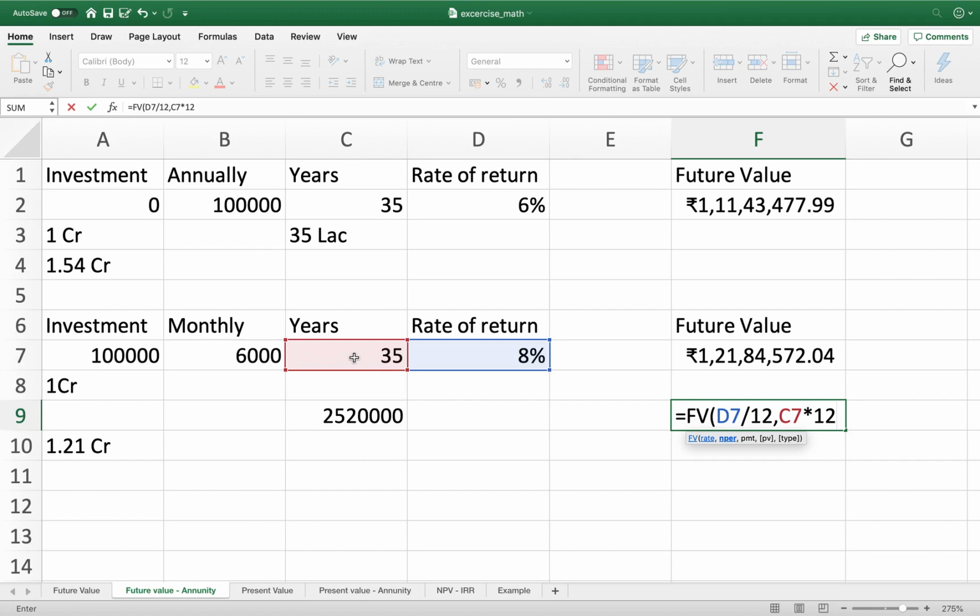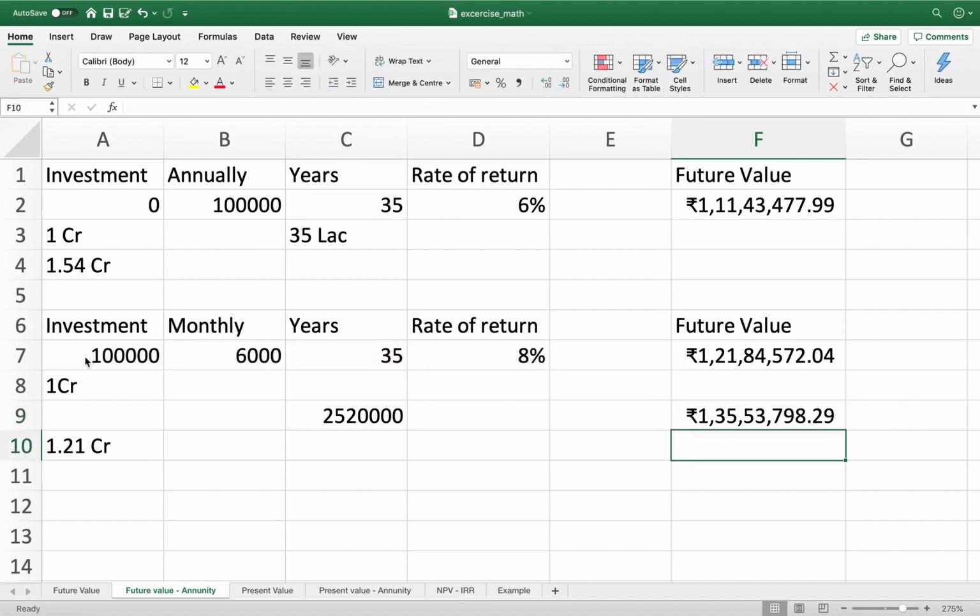So C7 into 12 is the number of periods, and then you have PMT, which is the monthly payment you are doing, and then you have, so see, I also keep doing this mistake, which means you will also do this mistake. So you have to remember, every time you are giving money, you have to give a negative sign. So minus B7, and then present value is again something which you are giving. So minus this, and then this number is much bigger, 1.35, which is like the extra 14 lakh rupees is something which gets added because of the initial investment of 1 lakh rupees, which is also given.